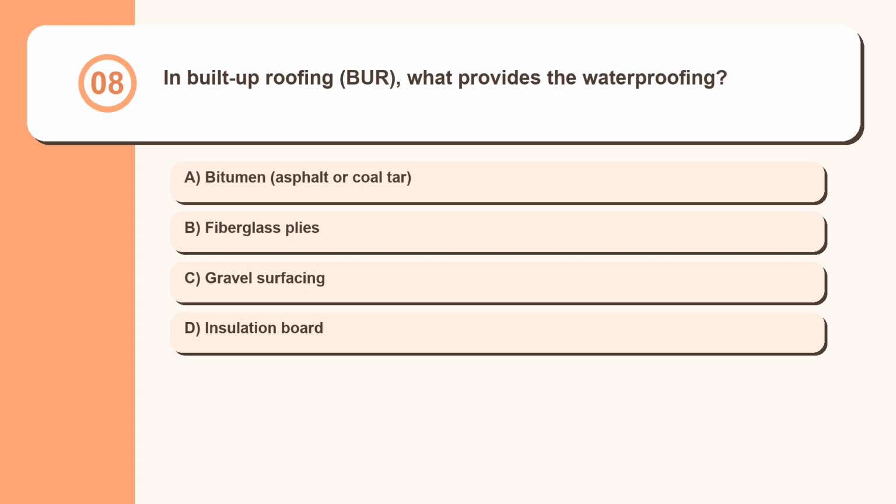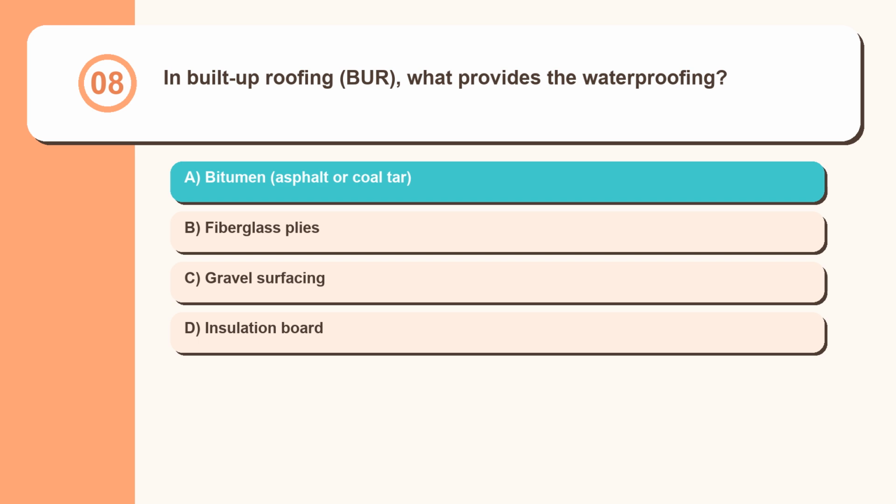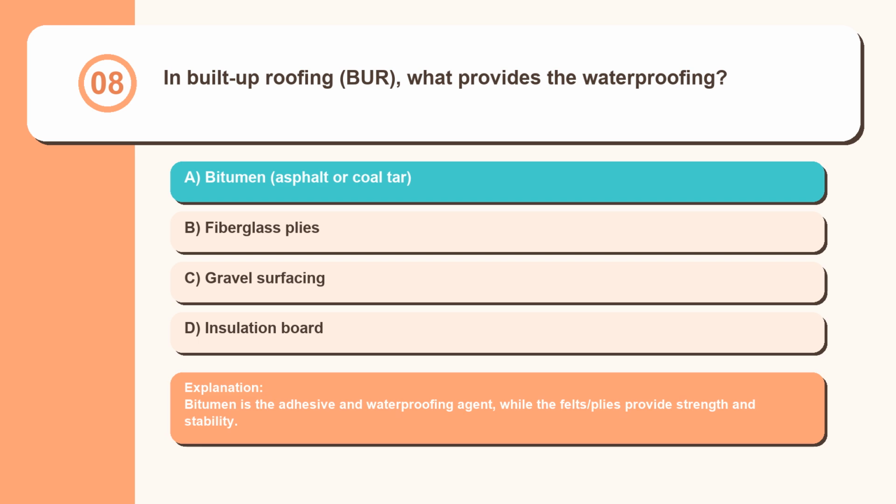Question 8. In built-up roofing, what provides the waterproofing? Bitumen, asphalt or coal tar, fiberglass plies, gravel surfacing, insulation board. Bitumen is the adhesive and waterproofing agent, while the felt/plies provide strength and stability.